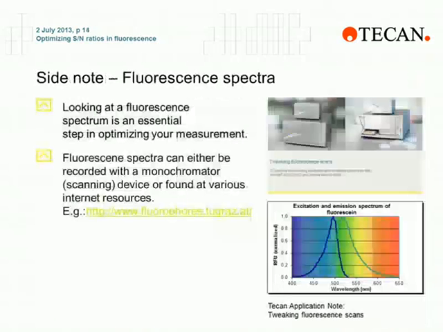Just on a side note, as you saw in the previous slides, fluorescence spectra are enormously important for the fluorescence optimization process. So fluorescence spectra can either be recorded with a monochromator or so-called scanning device, or can be found at various internet resources.